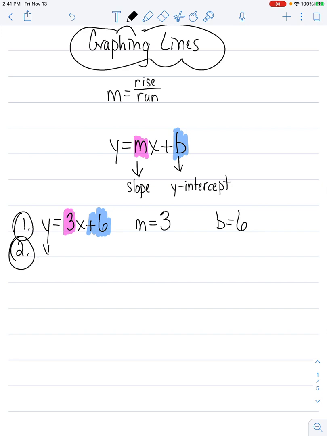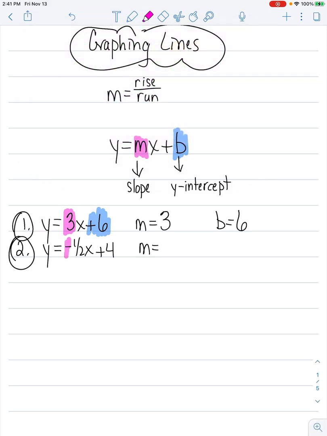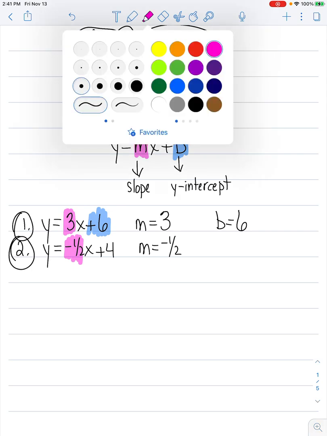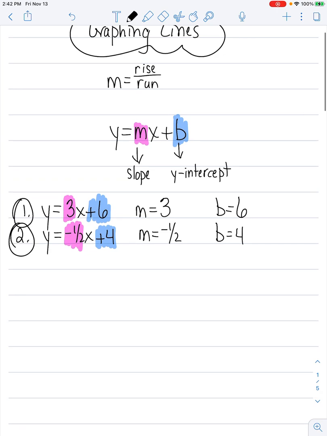So let's look at another one. y = -1/2 x + 4. So our slope is the number that's in front of the x. So our slope is -1/2. That's a decreasing line. And our y-intercept, or the plain old number, or constant, is 4. So that's where this line crosses the y-axis.